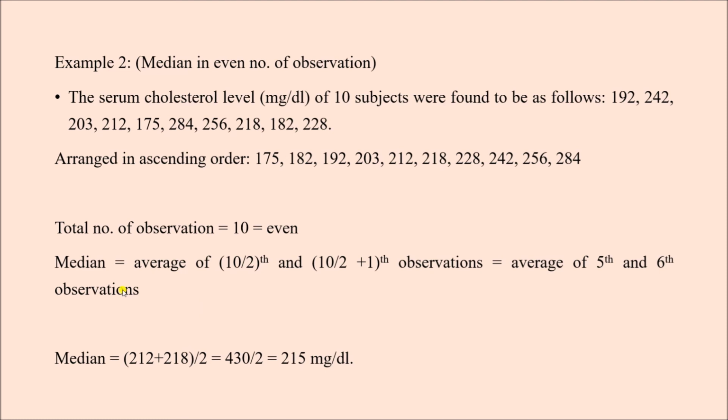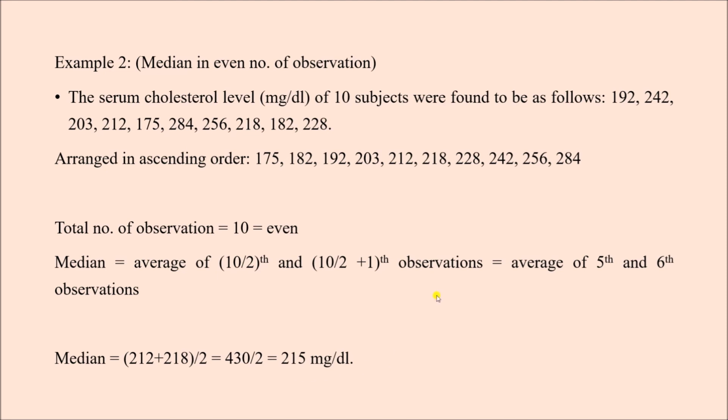Then we have to take the average of the fifth value and sixth value in the given data set. So we have 1, 2, 3, 4, 5. Fifth value is 212 and the next value is the sixth value, that is 218. So you have to take the average of 212 and 218, which is basically 215. So in the given data set, the median value is 215.